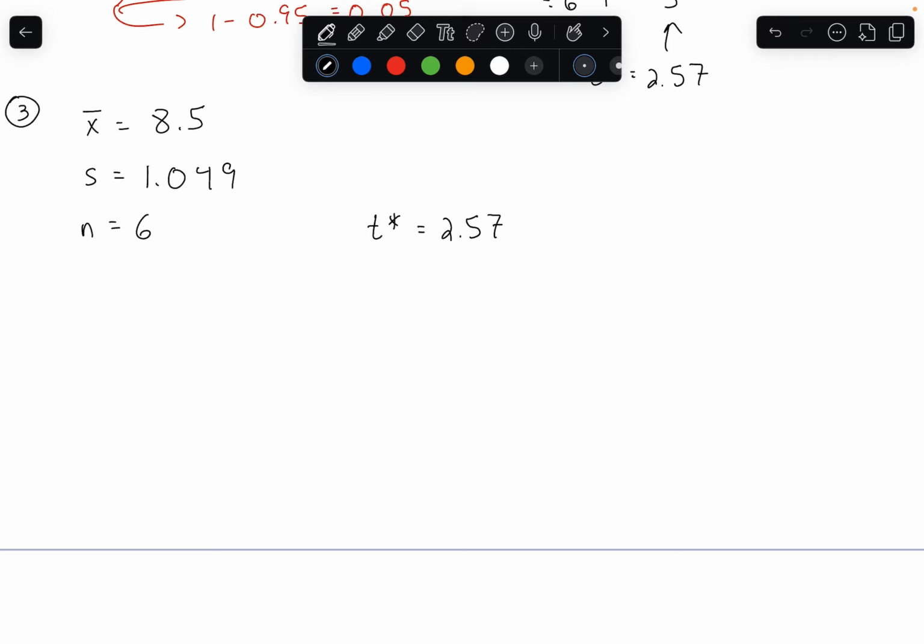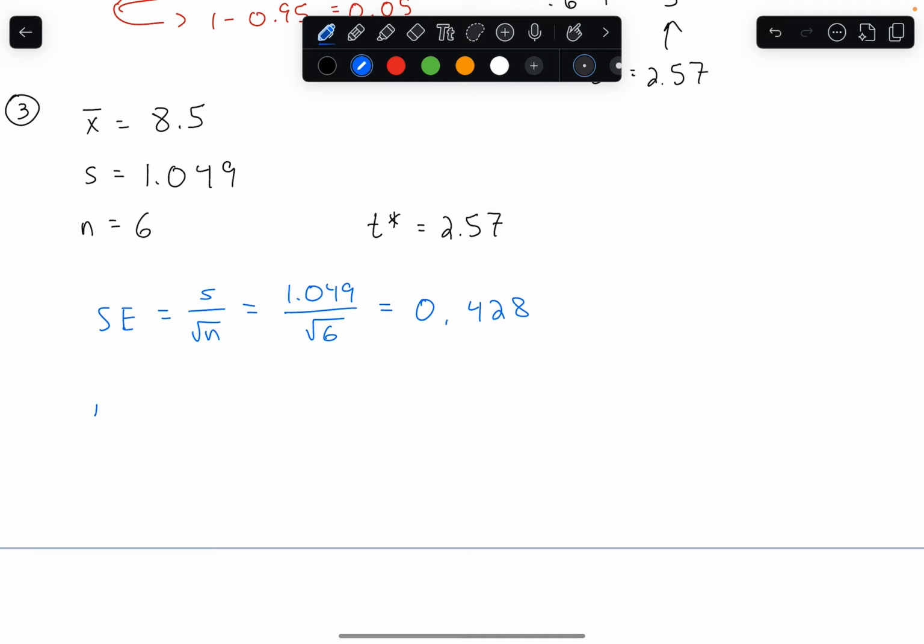First thing that I need to do is find my standard error. So my standard error, we know, is the standard deviation divided by the square root of my sample size n. So my standard deviation in this problem is 1.049 divided by square root of my sample size n, which is 6. I'm going to grab my calculator off to the side. 1.049 divided by radical 6. I end up with 0.428. I'm going to round to 3 decimal places for this problem. So we've got our standard error.